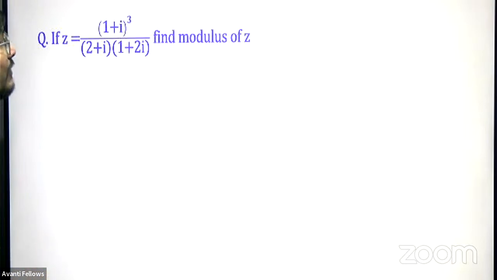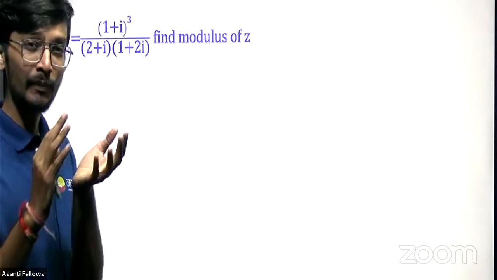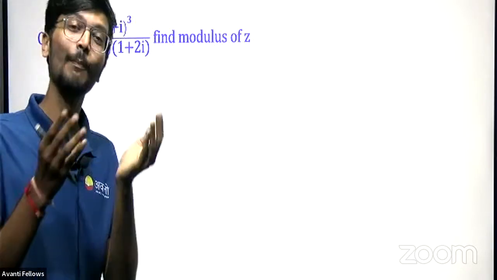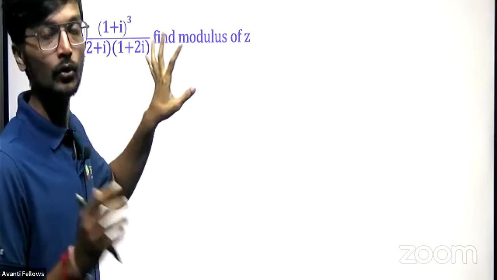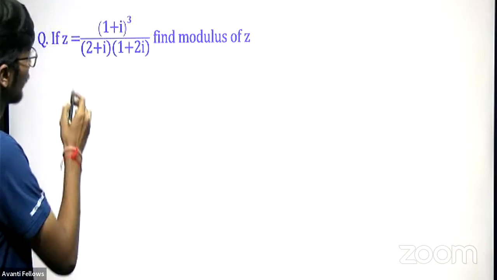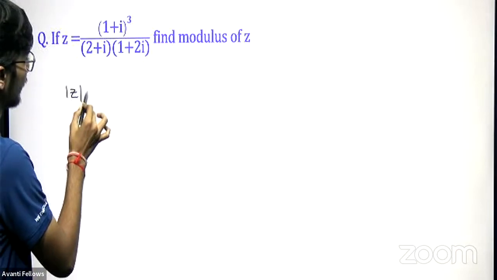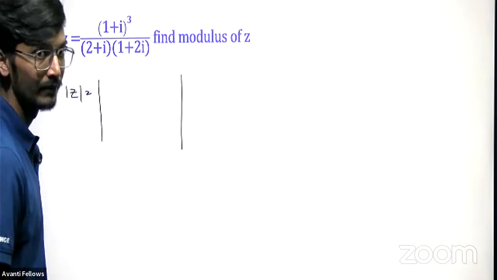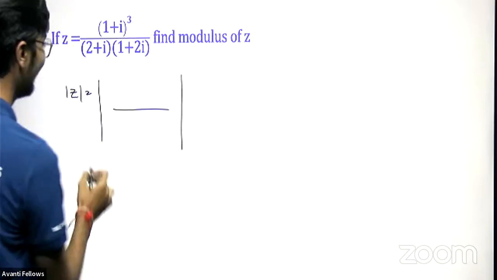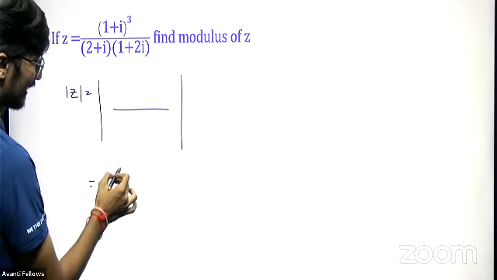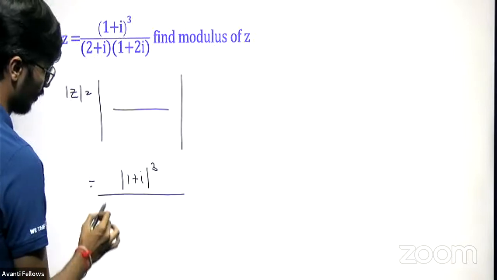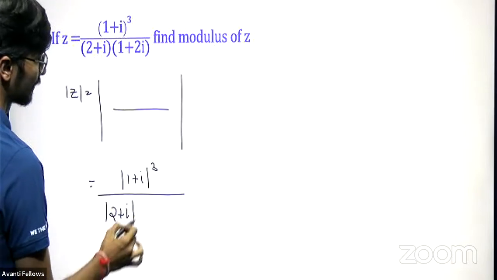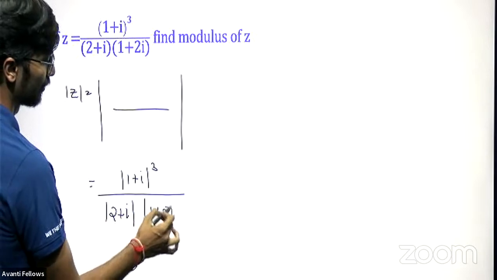If z equals this, find the modulus of z. Now, it has been 10-15 minutes since we studied the properties of modulus, so we will use the properties of modulus here. We want the modulus of z, so let's write modulus of z equals modulus of this whole thing. Now, according to the property, we can split the modulus. That means I can write modulus of (1 plus i) the whole cube, upon modulus of (2 plus i) into modulus of (1 plus 2i).